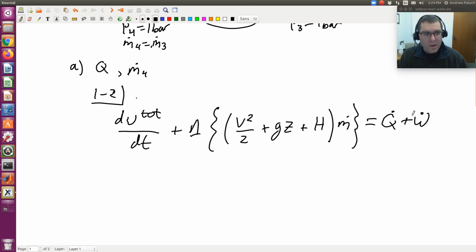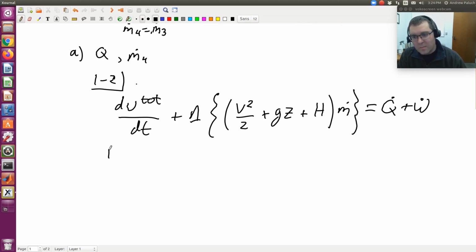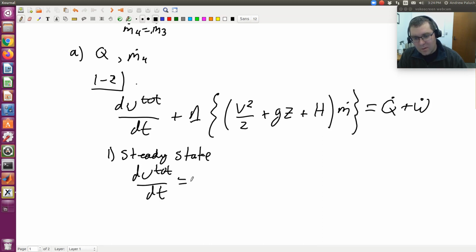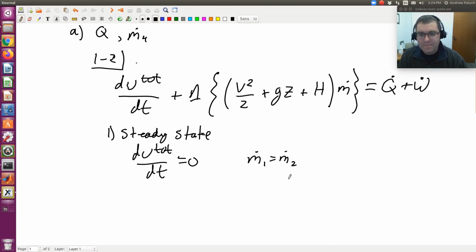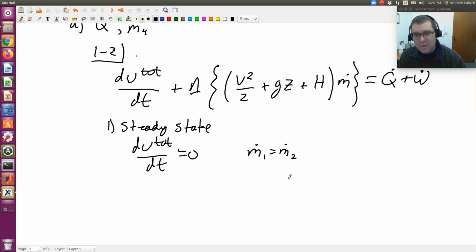Next, let's make some simplifications. Simplification 1: I'll assume steady state. So I'm going to take dU total/dt to be equal to 0, and also m dot 1 is equal to m dot 2. The mass flow rate in is equal to the mass flow rate out, otherwise we'd have an accumulation of mass in my system. Assumption 2 that I'm going to make is that the change in kinetic energy and potential energy is negligible.